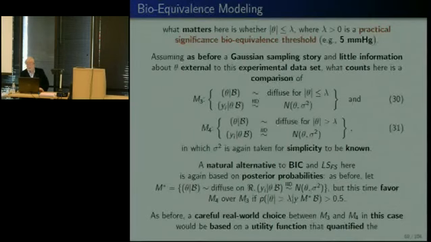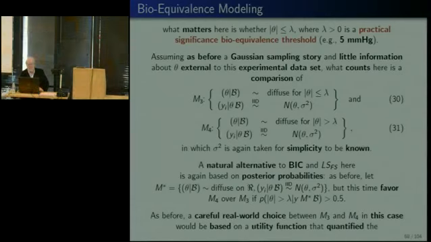Again, a natural alternative here is based on posterior probabilities. Again, we could have that same M star, and we could favor M4 over M3 if the posterior probability that theta was big, in other words, either big on the high side, bigger than lambda, or smaller than minus lambda, is greater than 1/2. We'd favor model 4 over model 3.